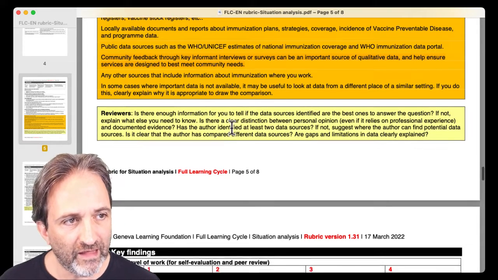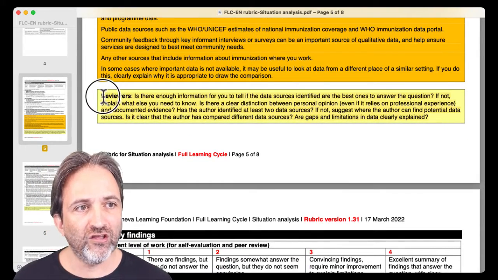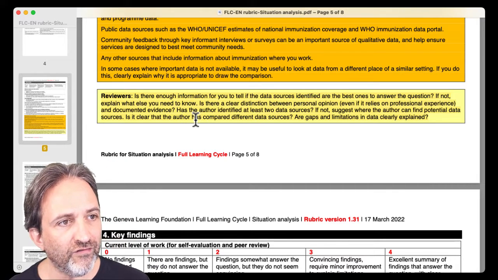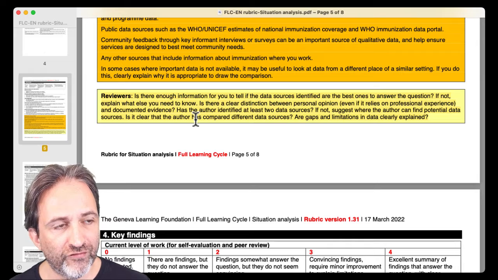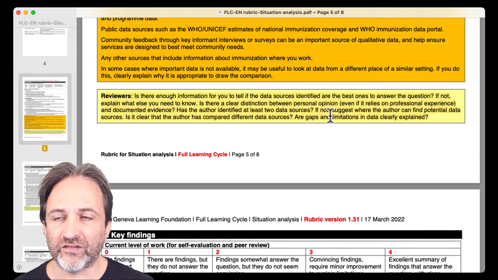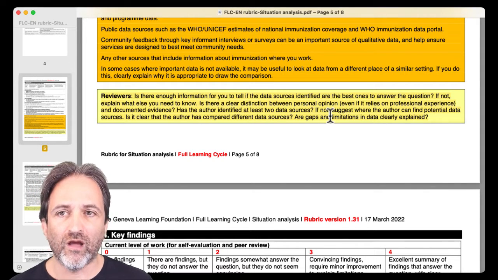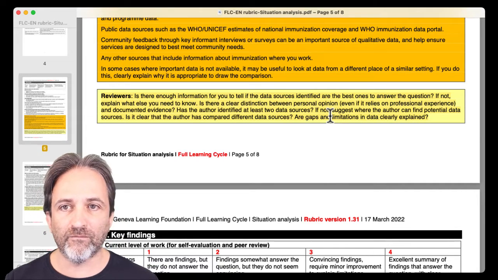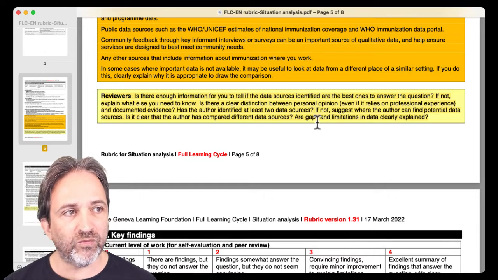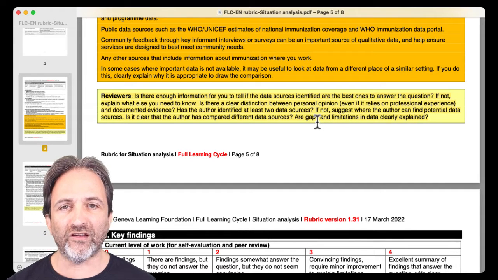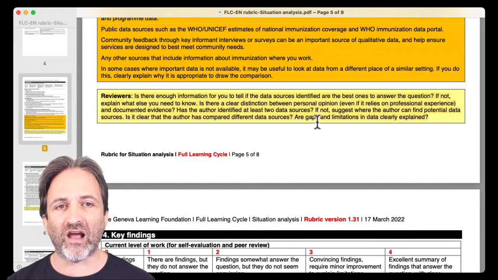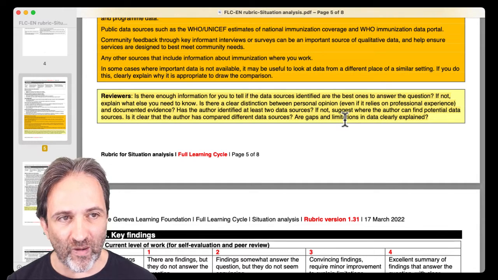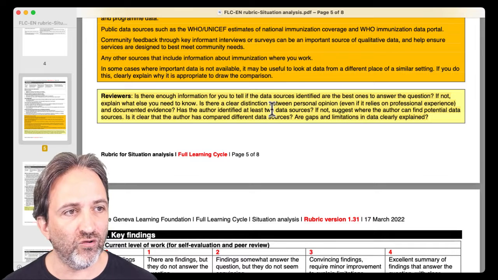Now, when it gets to the peer review stage, your reviewers will be asking a number of questions that you can see here. Is there enough information to tell if the data sources identified are the best ones to answer the question? So as you work, you're going to want to check your data sources. Do you clearly explain why these are the best available data sources, and how they're actually helping you to answer your question and to correctly analyze your situation?